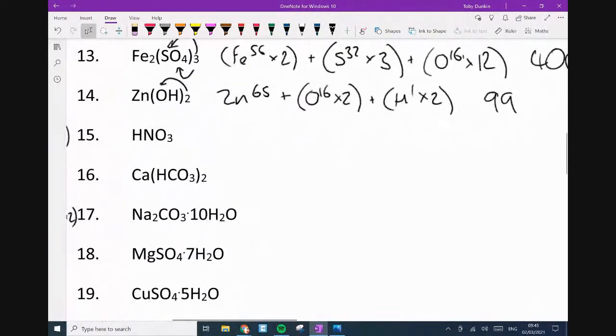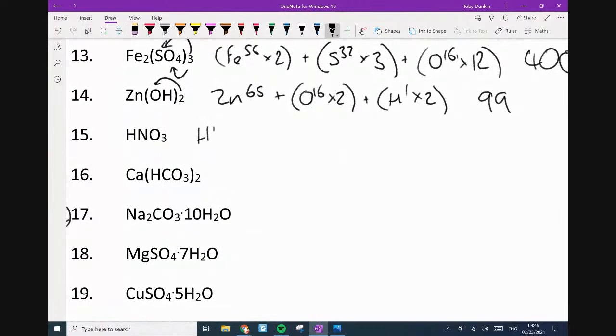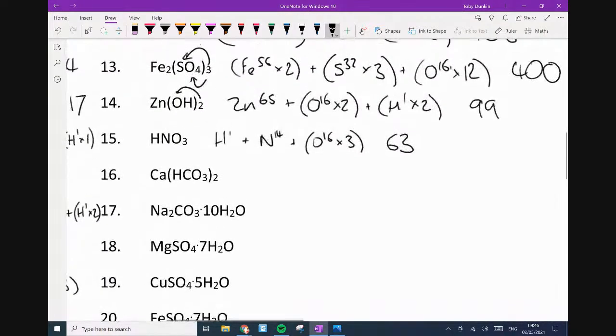Next, nitric acid. Oh, that's nice. Hydrogen at 1 plus nitrogen at 14 plus brackets oxygen at 16 times 3. Close bracket. 1 plus 14 plus 16 times 3 gives me 63. Tick it if you've got it.